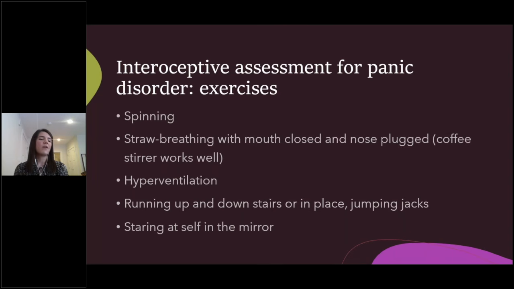Hyperventilation, and then running up and down the stairs or in place, anything to elicit an increase in heart rate. Depending on the fitness level of the person, jumping jacks, burpees, whatever you can think of and the person is willing to do and will increase their heart rate. And also staring at self in the mirror to elicit the depersonalization.